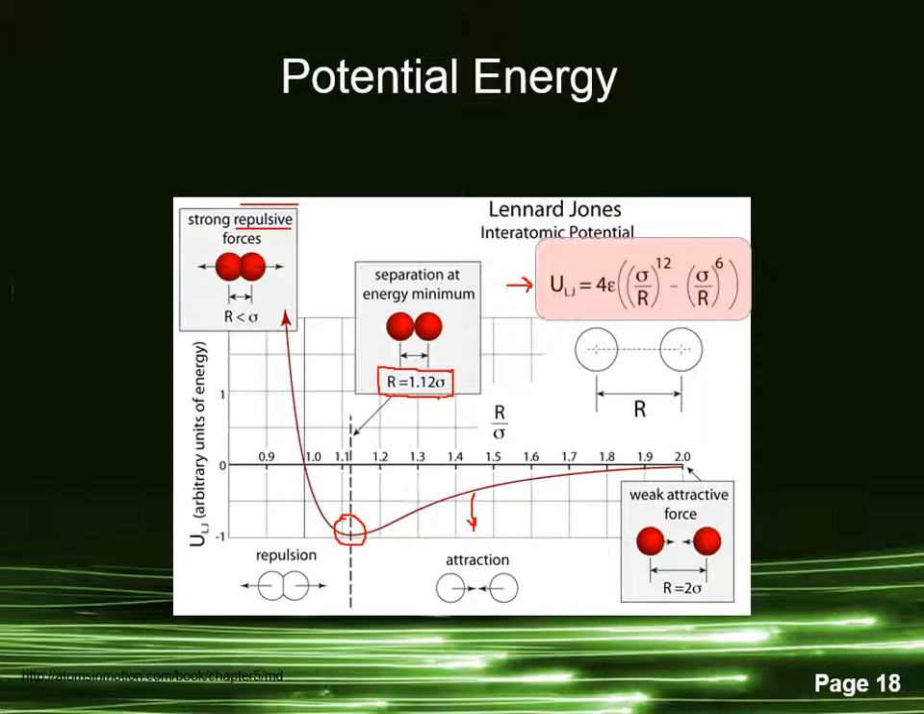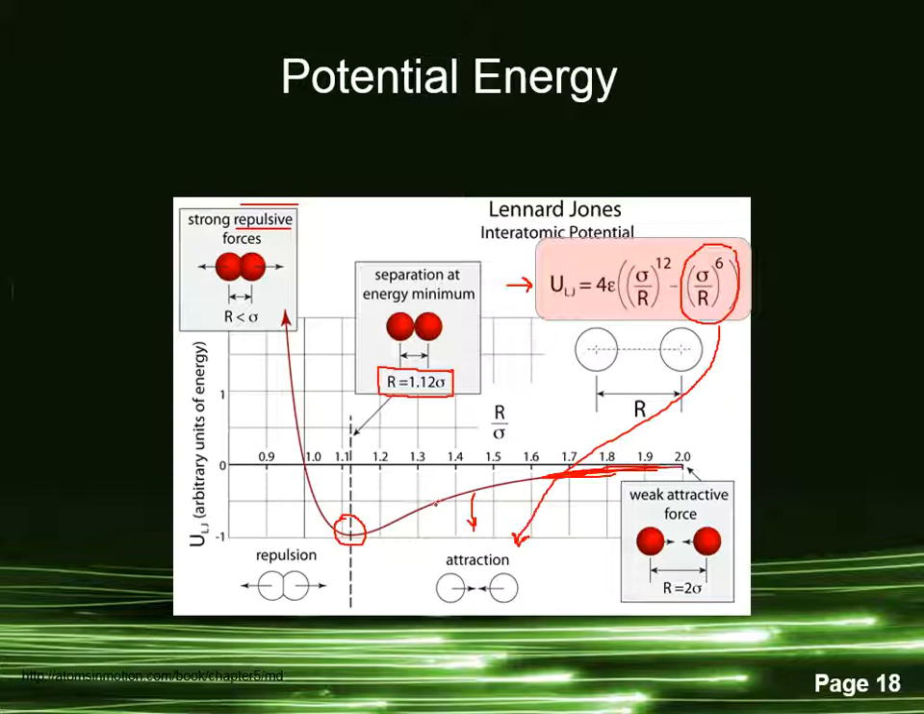Sigma is the hard sphere diameter, and the attraction part in this curve is represented by this part in the equation, sigma divided by r to the power of 6. As r approaches infinity, the potential approaches zero, which you can see in this line.